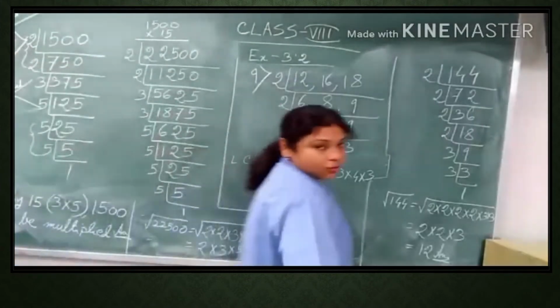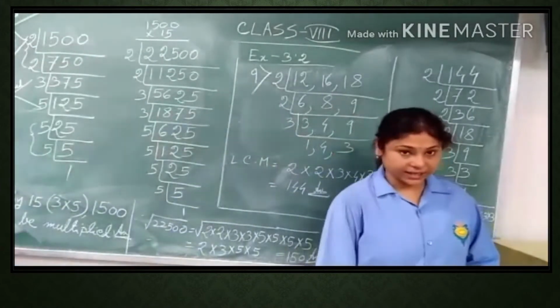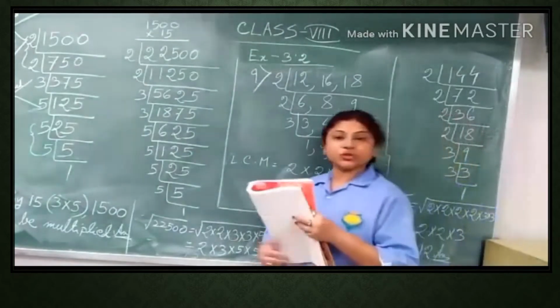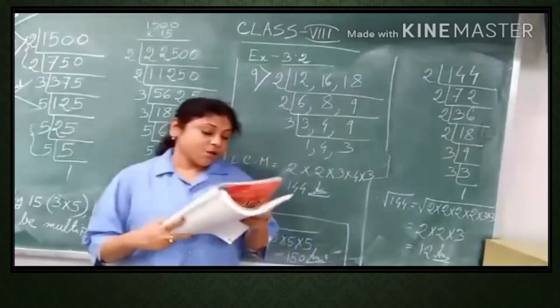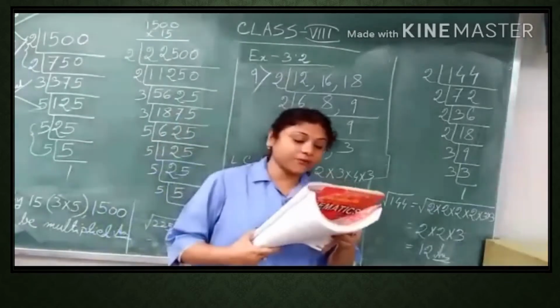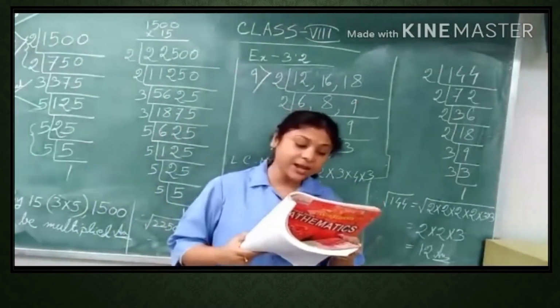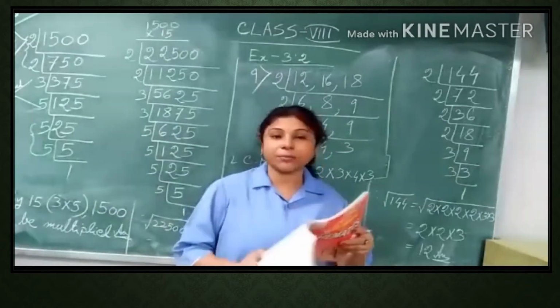Now we are doing number 8 and 9. That means the rest of the two sums. So number 4 sums we will do later. So number 8. Find the least number by which 1500 is to be multiplied so that the product becomes a perfect square. Find the square root of the number obtained.